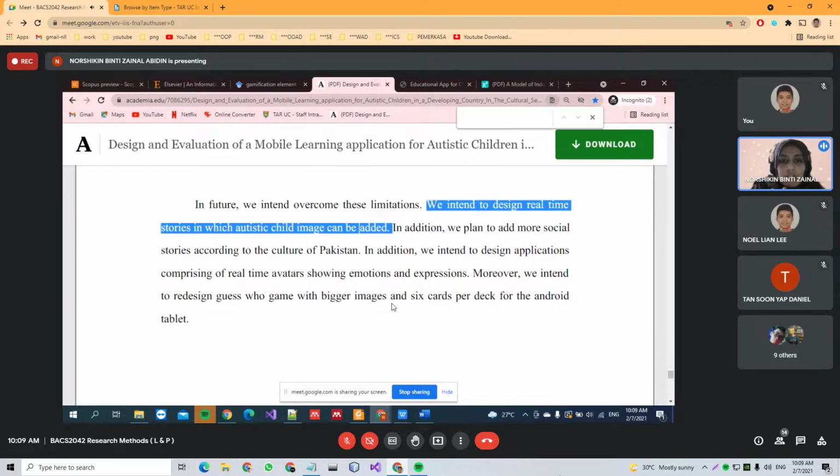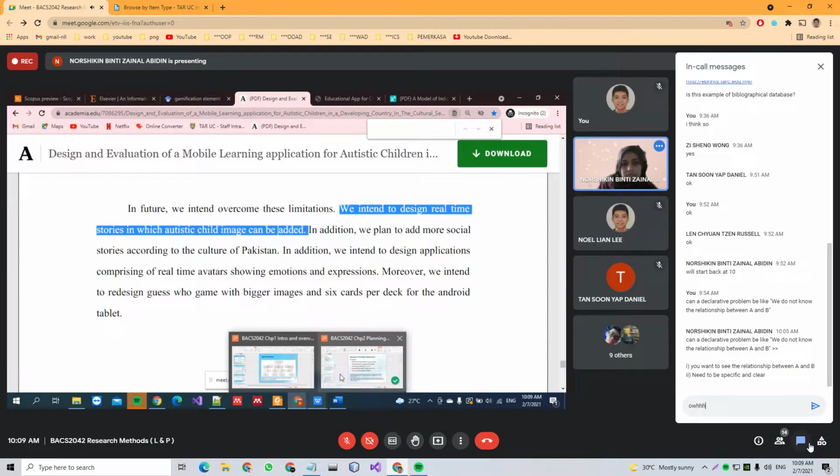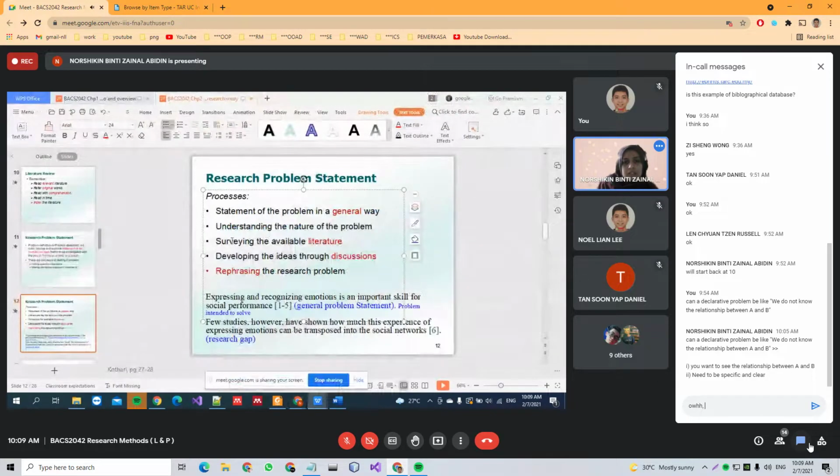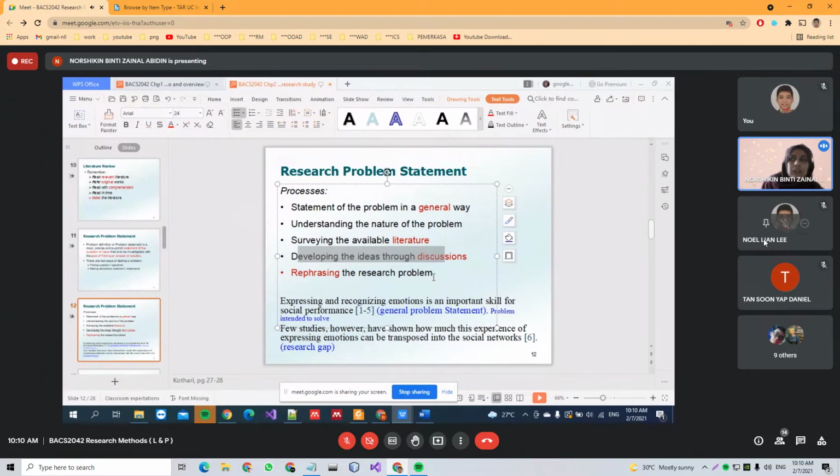So that's an example of how, from the LR, you can come up with a new research. The limitation or the gap of other researchers can be a new problem for your research. So based on this paper, we can write a new problem statement. Here, survey the available literature and then develop the idea through discussion. So once you have found the gap, or the problem with the previous research, you can develop the idea. And then you need to refresh the research problem.